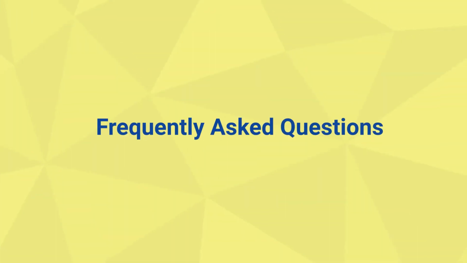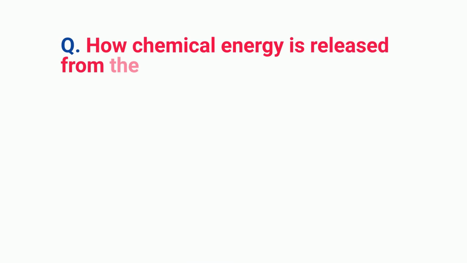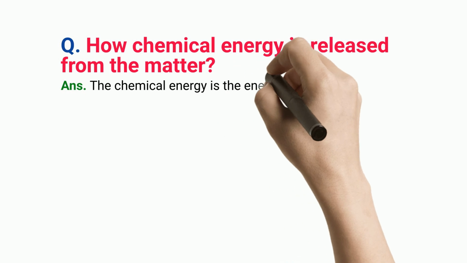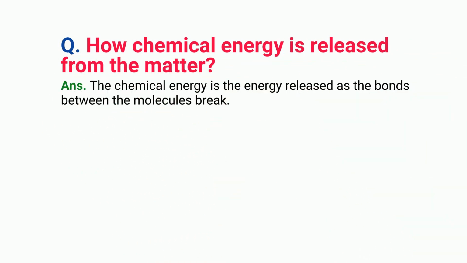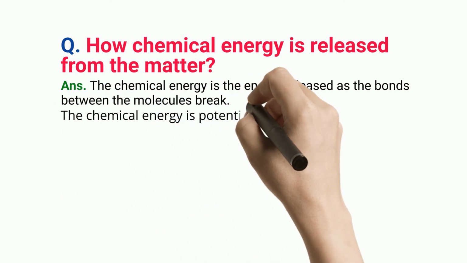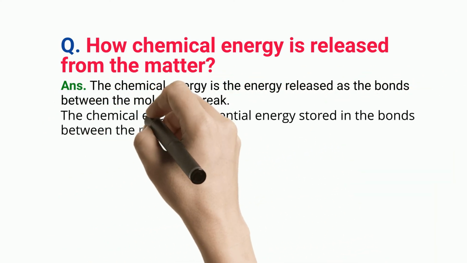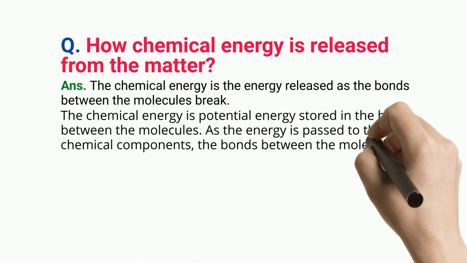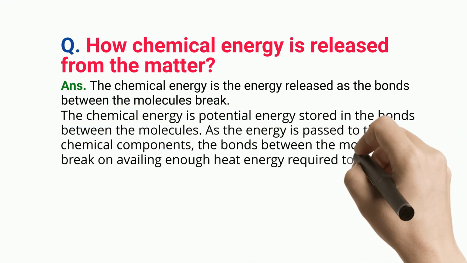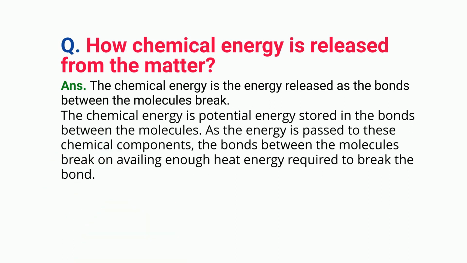Frequently asked questions. How is chemical energy released from matter? The chemical energy is the energy released as the bonds between the molecules break. The chemical energy is potential energy stored in the bonds between the molecules. As the energy is passed to these chemical components, the bonds between the molecules break on availing enough heat energy required to break the bond.